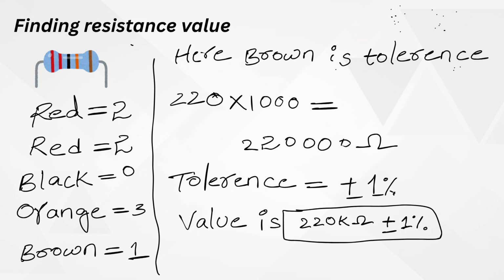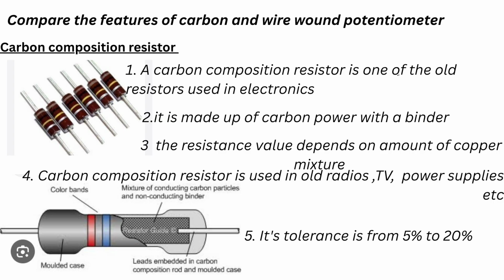So our next topic is to compare the features of carbon and wirewound potentiometer. Before going to compare the features of carbon and wirewound potentiometer, we need to know about the carbon composition resistor and wirewound potentiometer, right? So first we will see and compare the features of both.